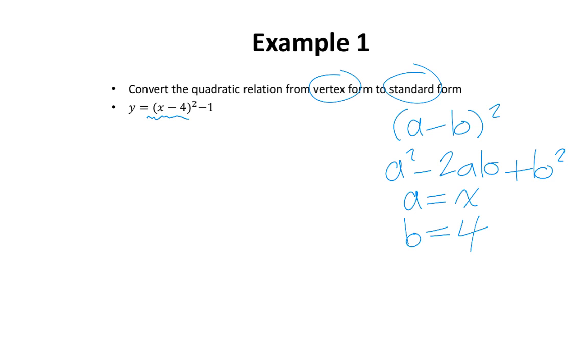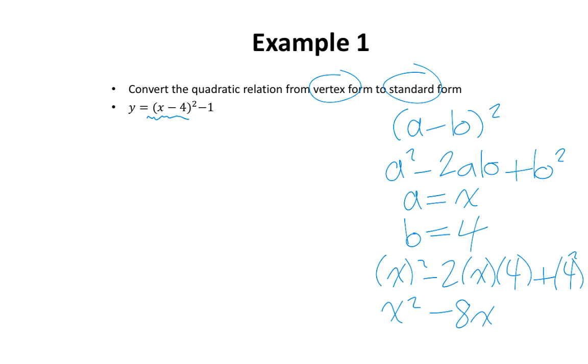All I need to do now is substitute in my values of a and b into my shortcut. So I'm going to get x squared minus 2x multiplied by 4 plus 4 squared. At this point, you just need to simplify, so that becomes x squared. It becomes negative 8x, and that becomes positive 16.